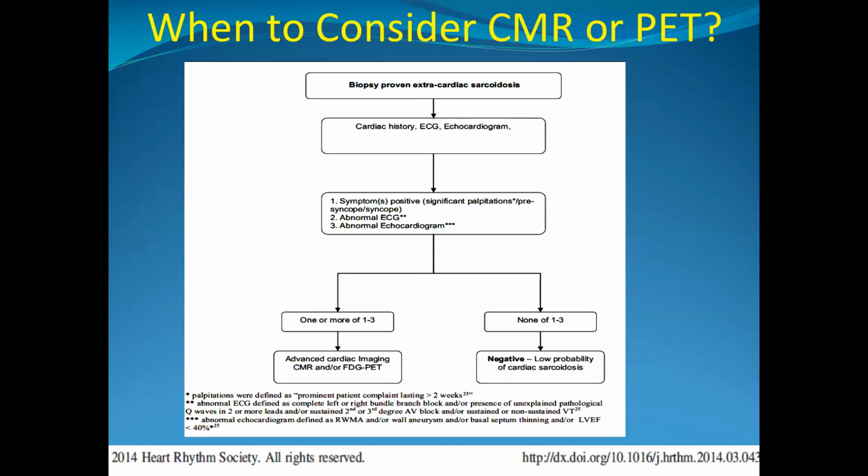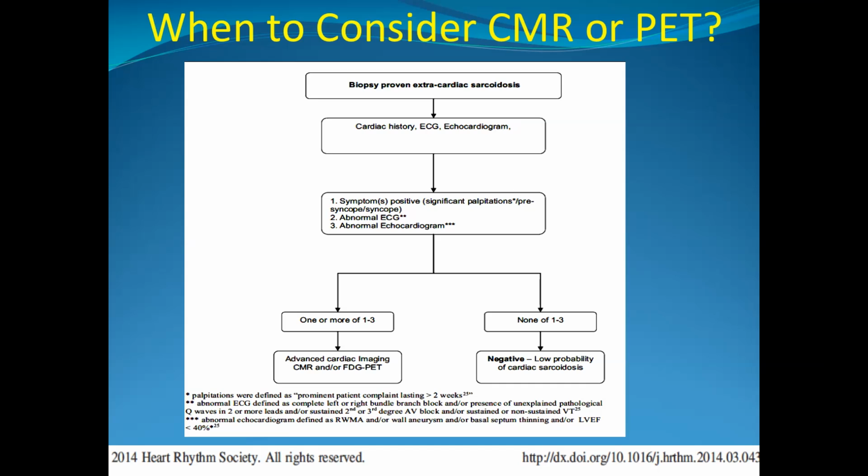And if those are completely normal and the patient doesn't have any symptoms, there's really not great justification in using advanced imaging. Obviously, because we underdiagnose this, you should have a low threshold to do additional imaging if any one of these are abnormal and the patient has symptoms.